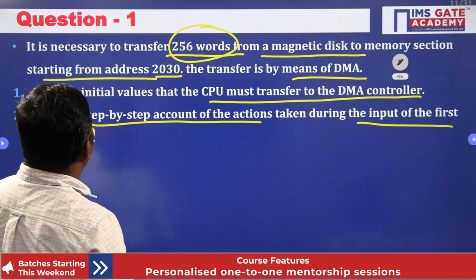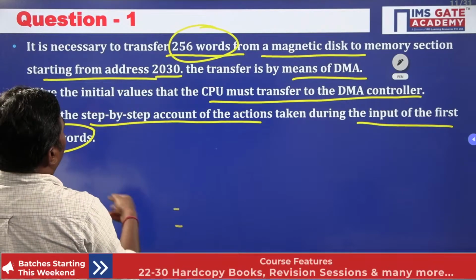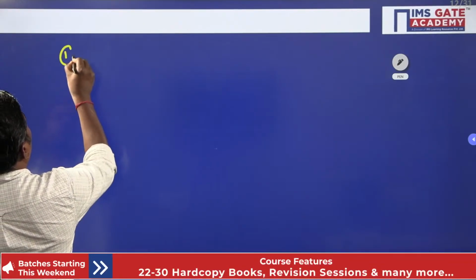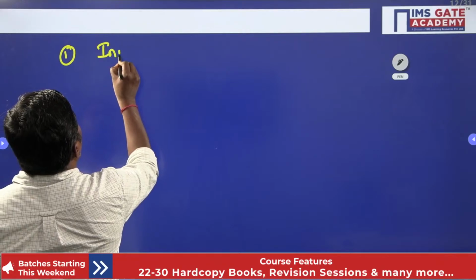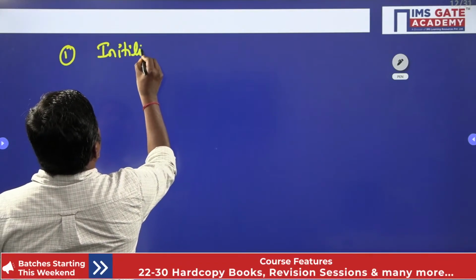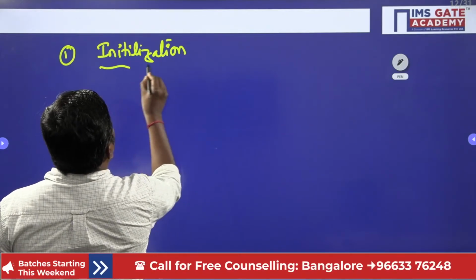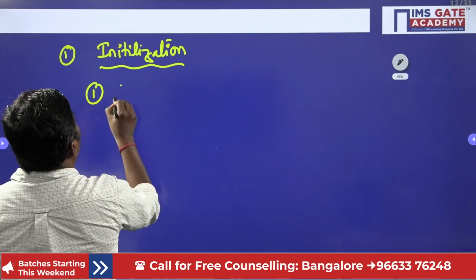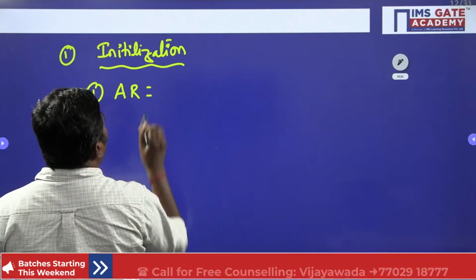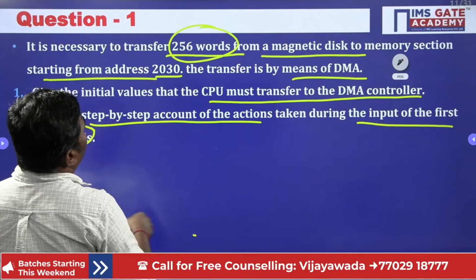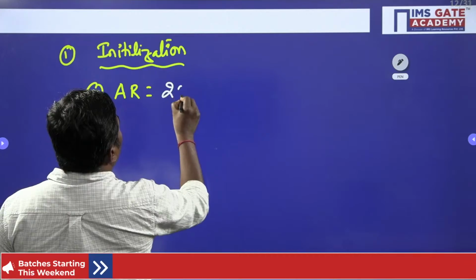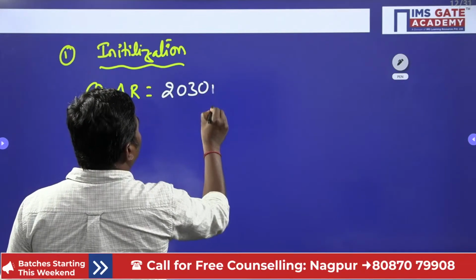Now we need the initializer. Look at the step number, first question 1: the initialization steps. What is step number 1? The address register, the AR register. What is the address register they said? From memory 2030 onwards, this address register.